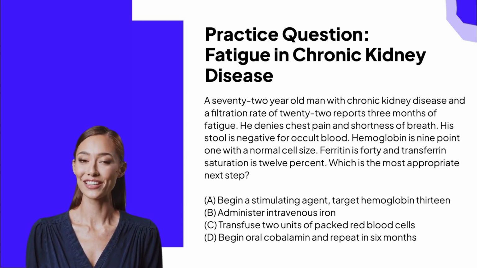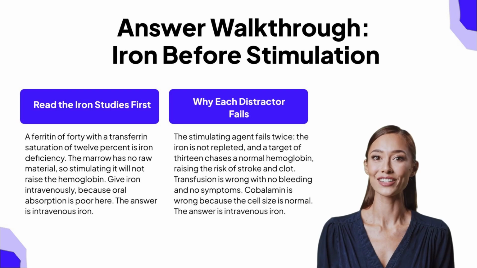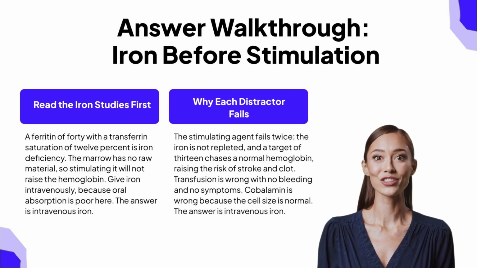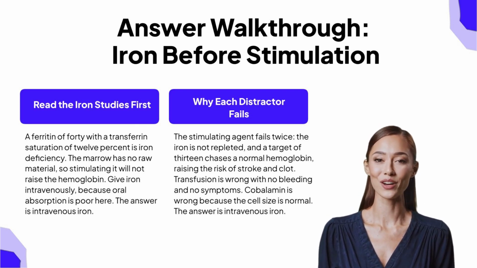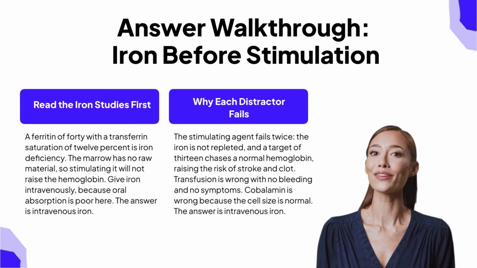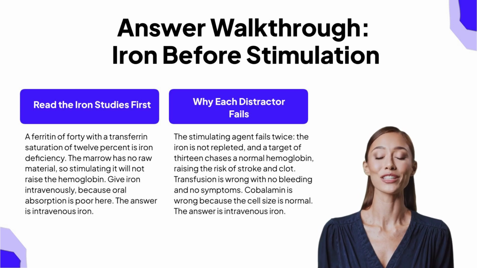Ask 2 things. Is there enough iron for the marrow to respond, and is he sick enough to need blood now? Lock in your answer. Read the iron studies first. Ferritin of 40 with a transferrin saturation of 12% is iron deficiency in CKD. The marrow has no raw material, so stimulating it is like flooring an empty tank. Give iron and give it intravenously, because oral iron is absorbed poorly in advanced CKD. The answer is intravenous iron.